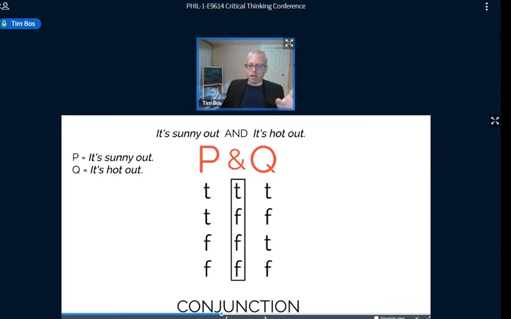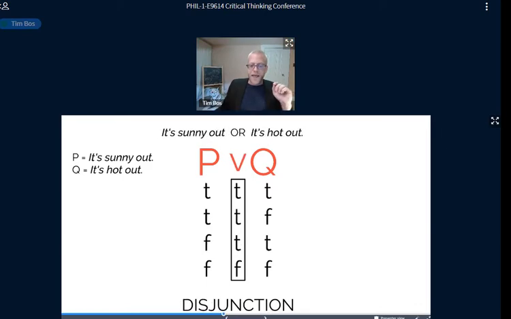So a conjunction is only true if both sides are true, right? You can see that in the chart right here. Only in the first row do you have P and Q both being true, right? So a conjunction is only true if both sides are true. A disjunction is only false if both sides are false, and it's true in all other cases.